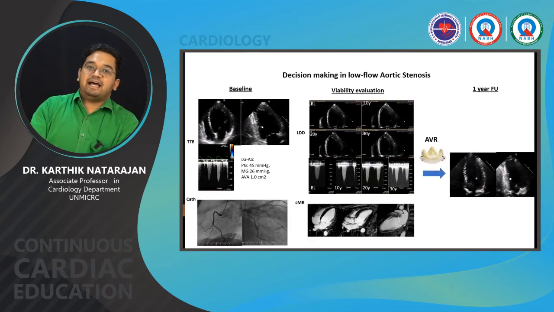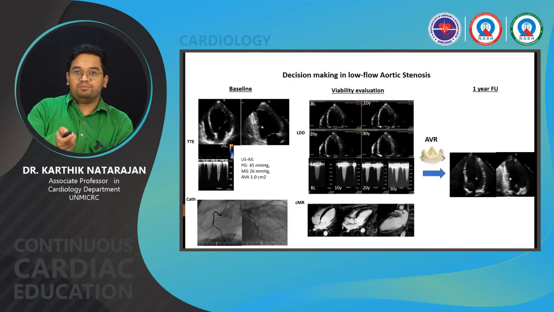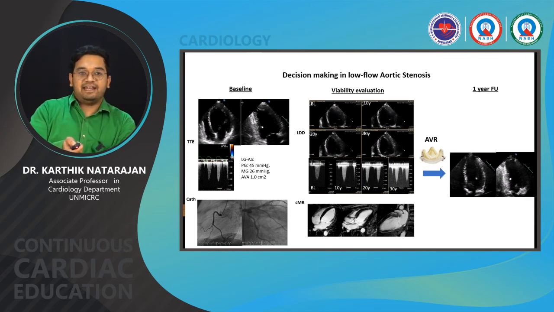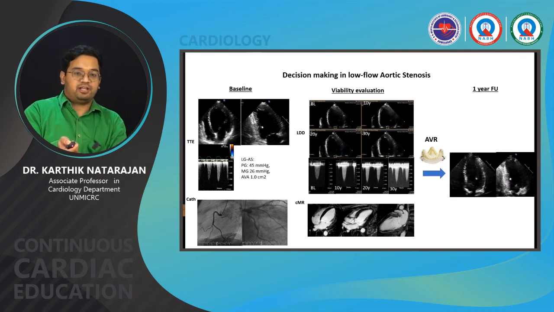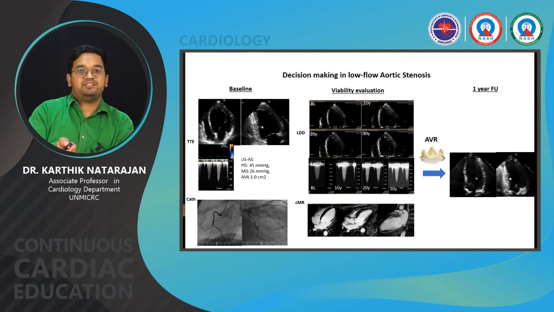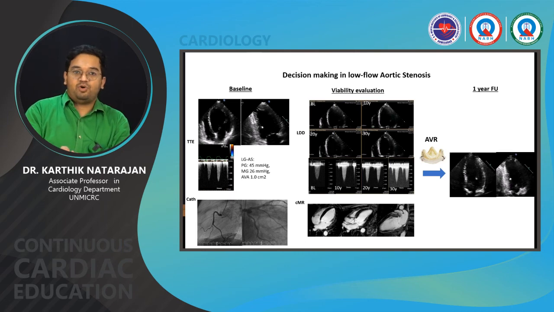This is the typical example where we commonly do viability testing. You get a baseline echo where you have a gradient which is not so high, a peak gradient of 45 with an AVA or aortic valve area of 1 centimeter square with severe LV dysfunction. The coronary angiogram shows a non-obstructive CAD.